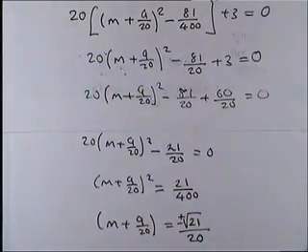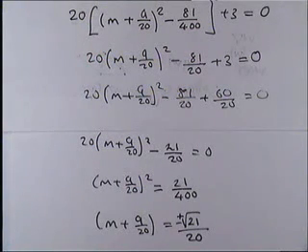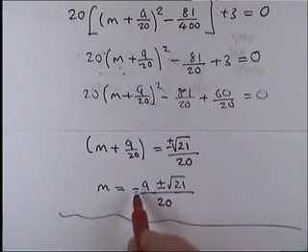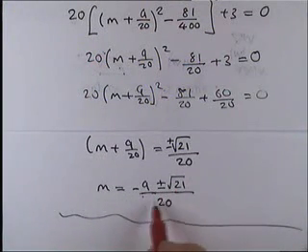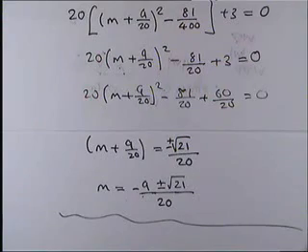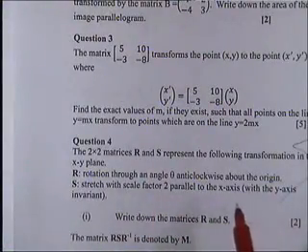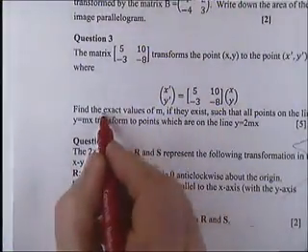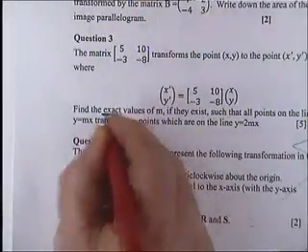Right, so there are the two values. We've either got m is minus 9 plus root 21 over 20, or minus 9 minus root 21 over 20. And they are the two exact values. And it did say to give the exact values. Okay, so if we look back at the question, it says exact values. So they're not looking for a decimal approximation.